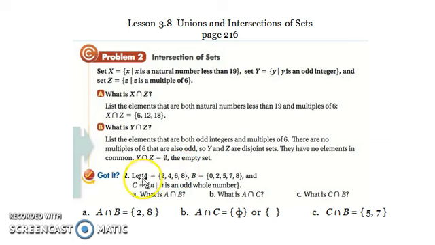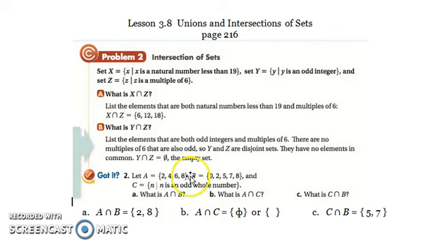So let's try one. If A is 2, 4, 6, 8, B is 0, 2, 5, 7, 8, and C is an odd whole number, that means 0 through whatever. What is the intersection of A and B? So intersection is what they have in common. So it looks like they have the 2 and the 8. Okay, so all you're doing is listing what they have in common here.